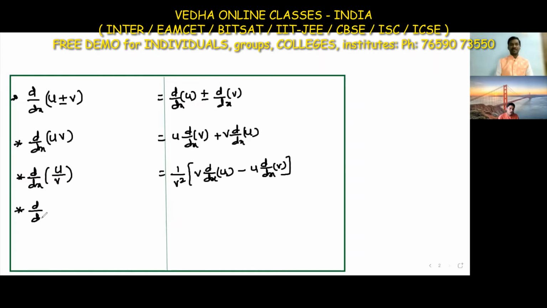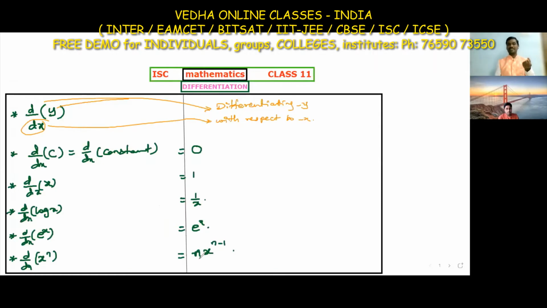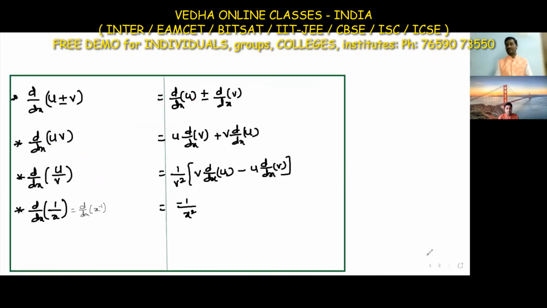d by dx of 1 by x is minus 1 by x square. How do we get this? We write 1 by x as x to the power minus 1. Then we apply this formula: minus 1 into x to the power minus 2, which means minus 1 by x square. So it is a derived formula from x power n. Minus 1 by x square.